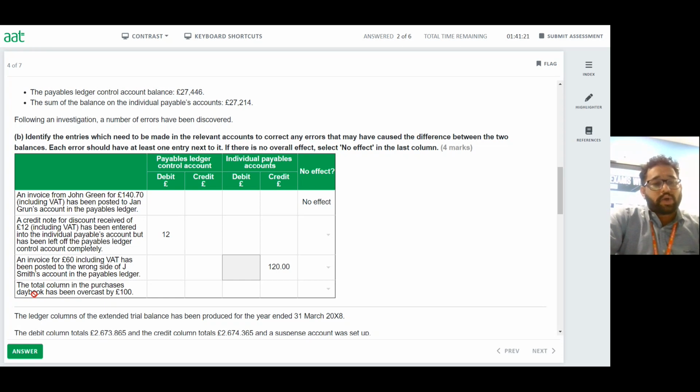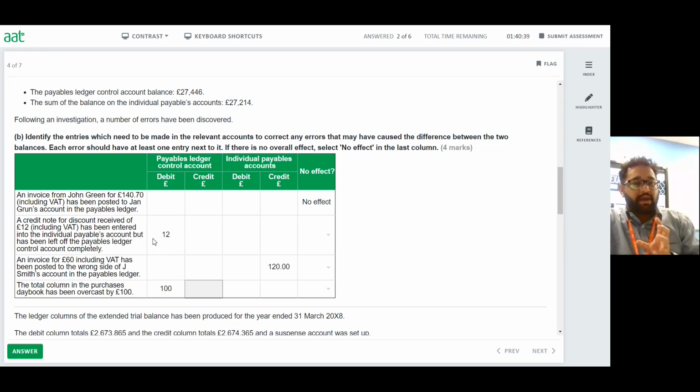The last one is: the total columns of the page of the purchase day book have been overcast by £100. The purchase day book is normally a book of prime entry. We take the totals and enter them into the general ledger, into the payables ledger control account. The total amount goes into the payables ledger control account on the credit side as a liability, because we're going to increase that liability. If you overcast it, that means we put £100 too much onto that account on the credit side. So to remove it, we have to do that on the debit side, so we can remove that amount now.